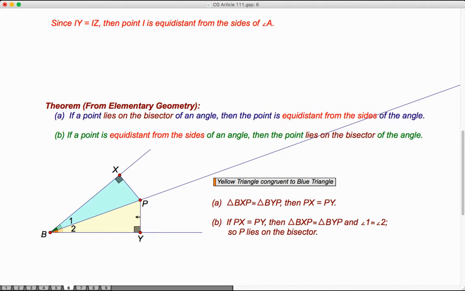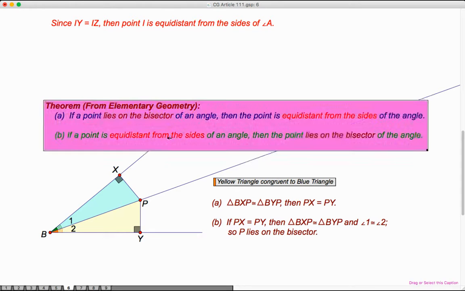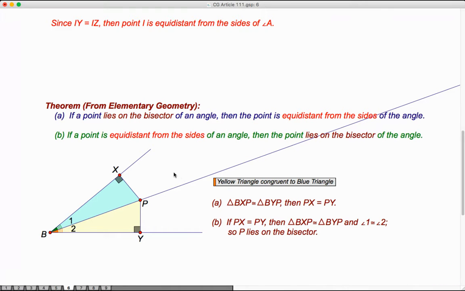AAS principle, the two triangles are congruent. And since the two triangles are congruent, we can easily claim that PX is equal to PY. And the converse of that particular theorem is that if a point is equidistant from the sides of an angle, that means if PX is equal to PY, then it has to be on the angle bisector.